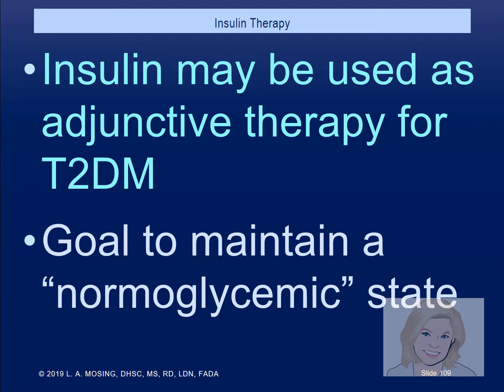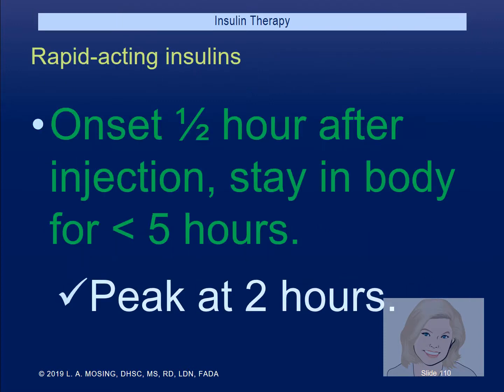That's right, you heard it right. If I have a patient with type 2 diabetes, they may need to take insulin because maybe their oral hypoglycemic agents weren't enough. Insulin is not just for type 1 diabetes. We do what we need to do to maintain a normal glycemic state.